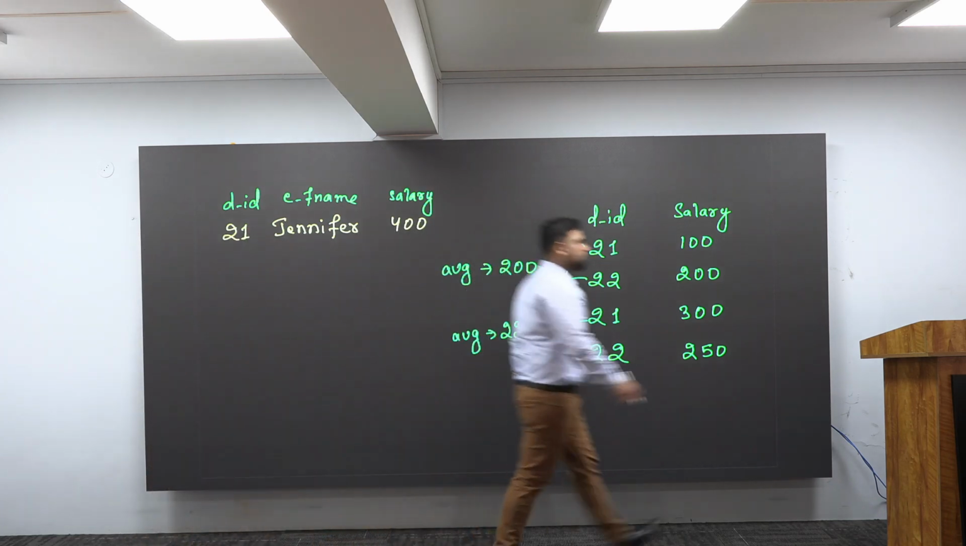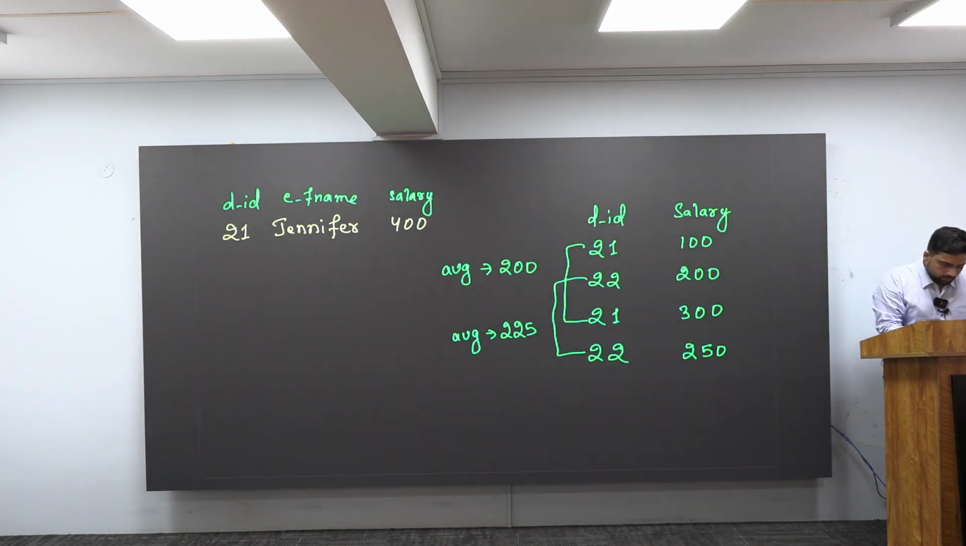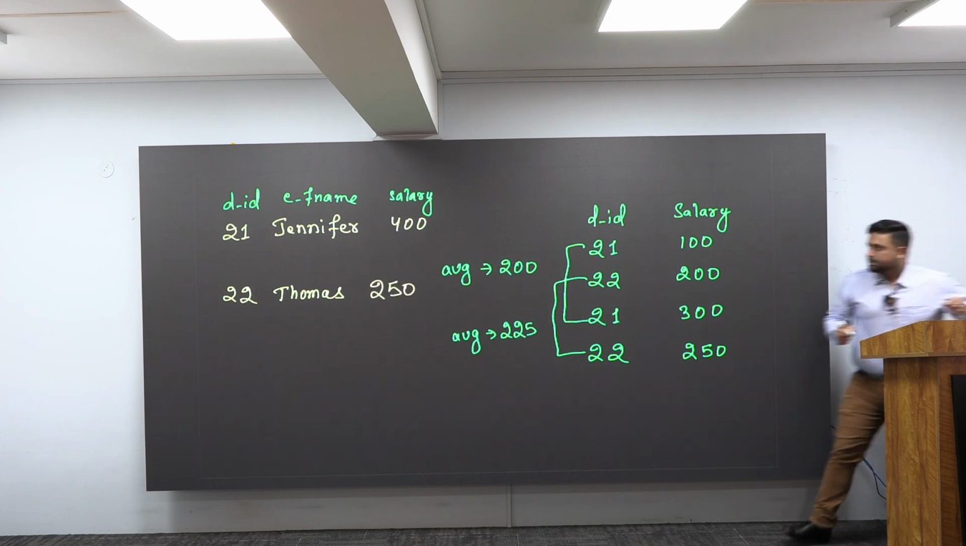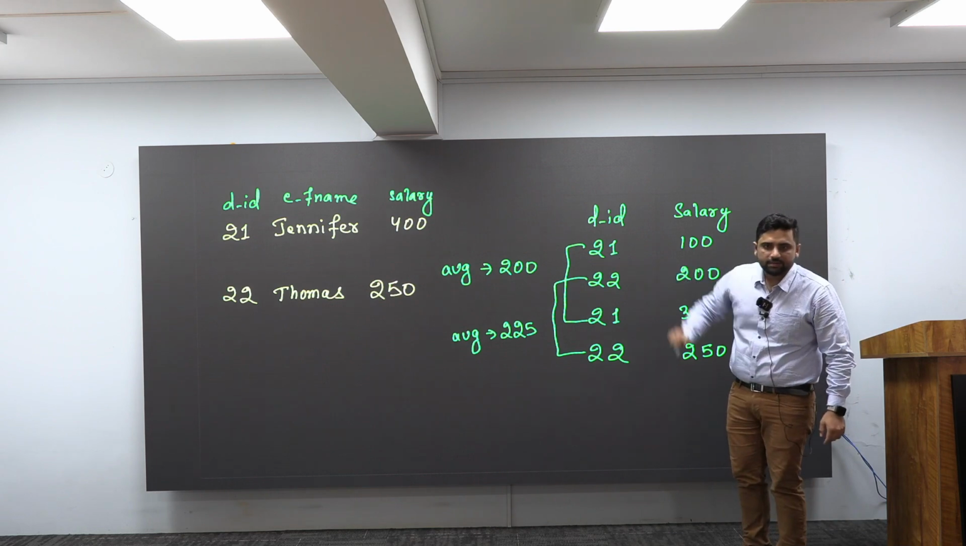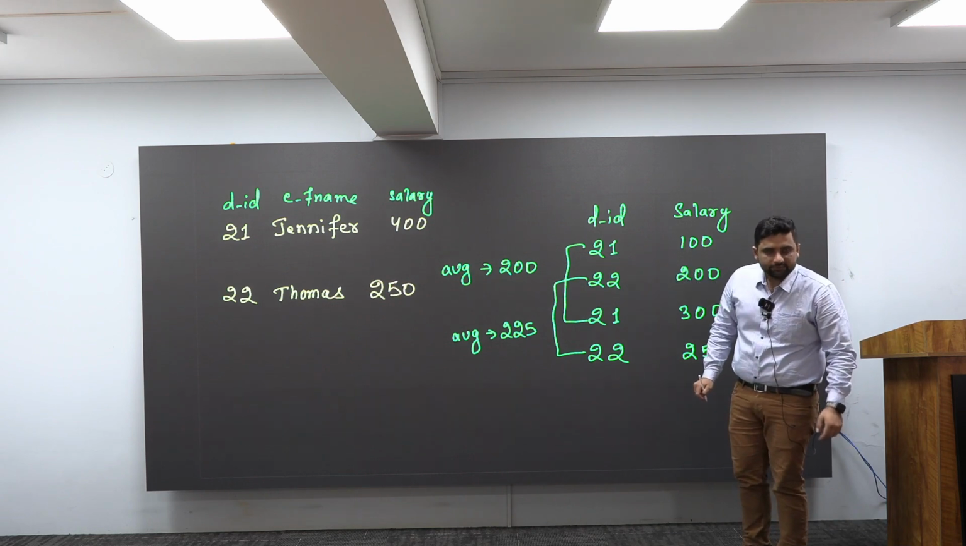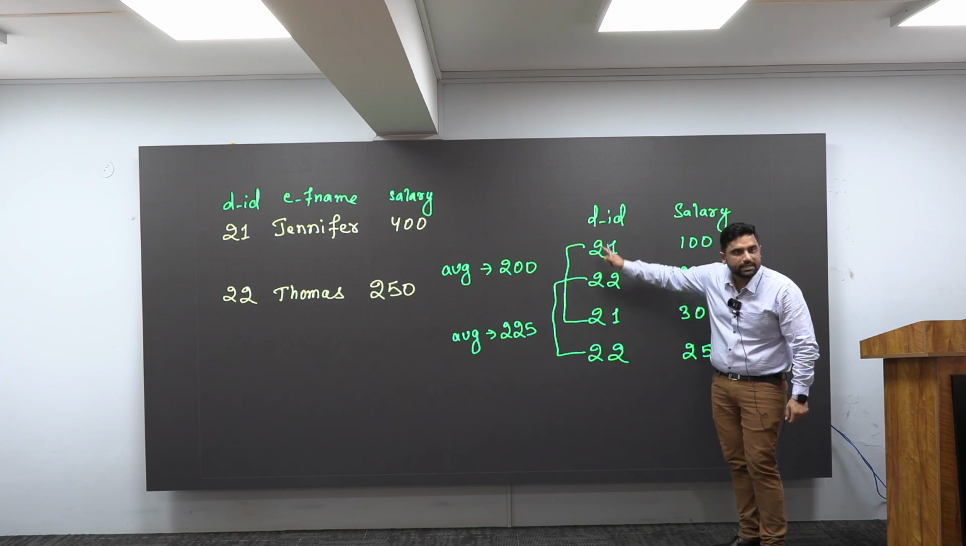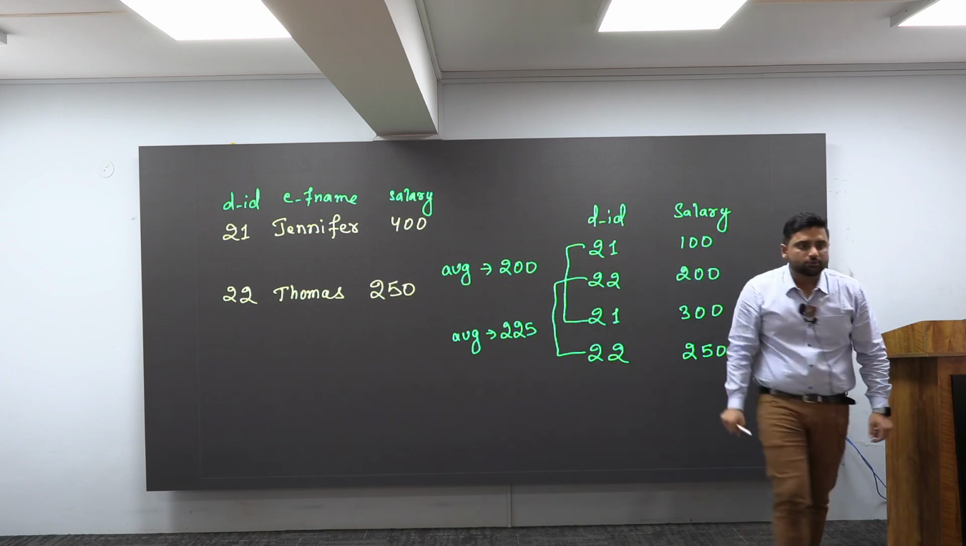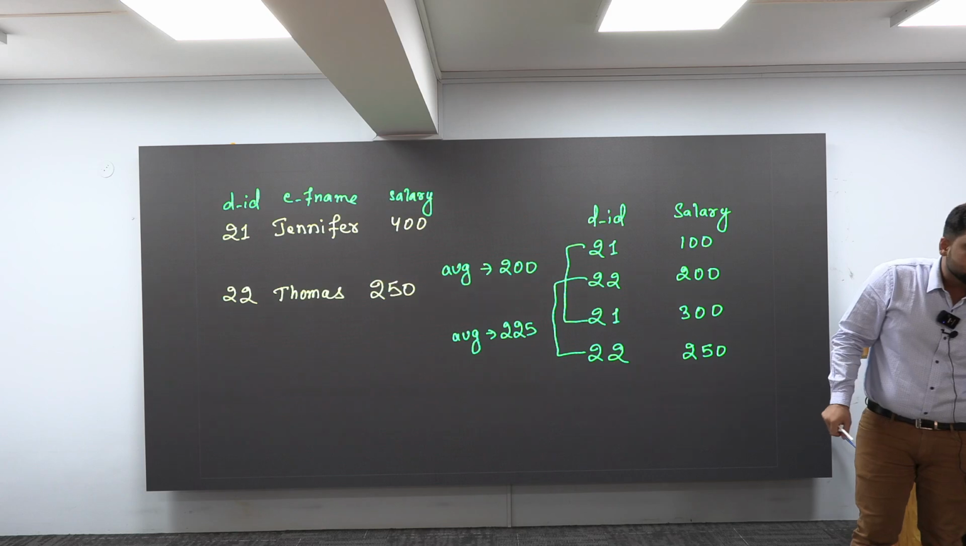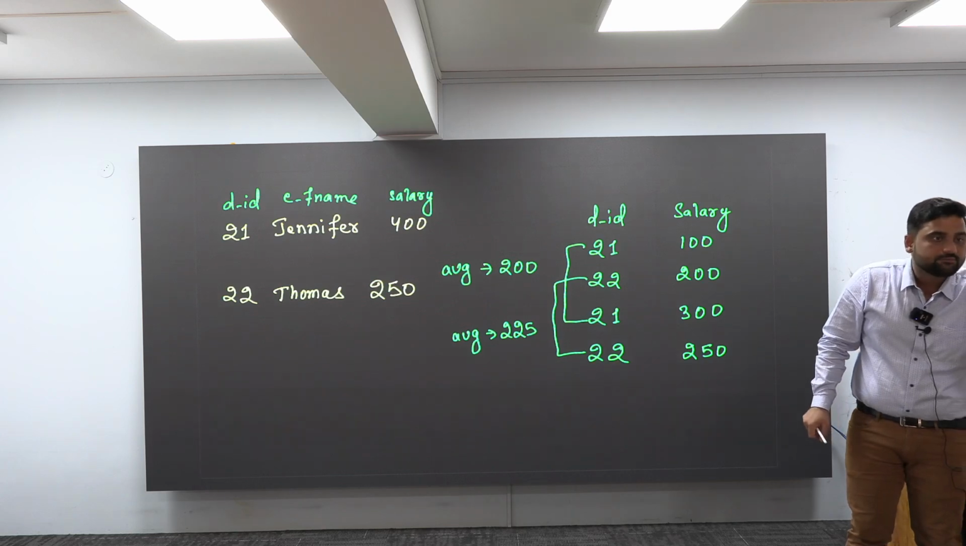Now we have one more employee, Thomas, and he belongs to department 22. He is earning 250. Now, from which department should we compare for Thomas? We should compare with 22 only, not 21, because Thomas belongs to department 22 only. Understood? And that is what we have to find.